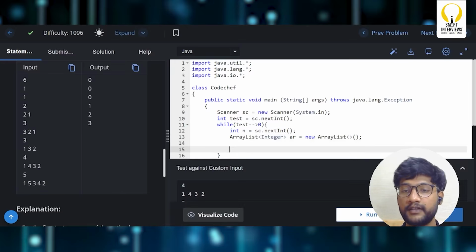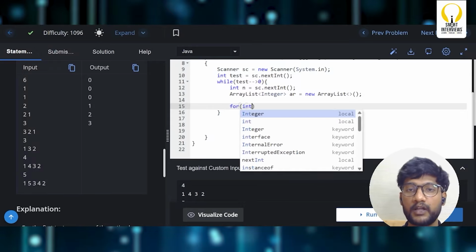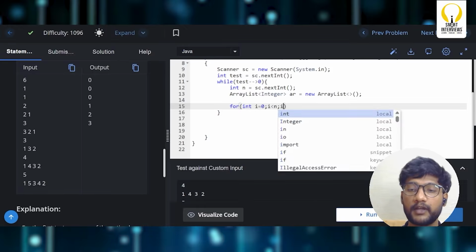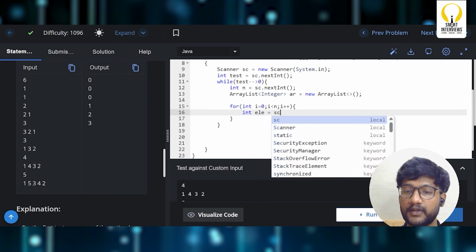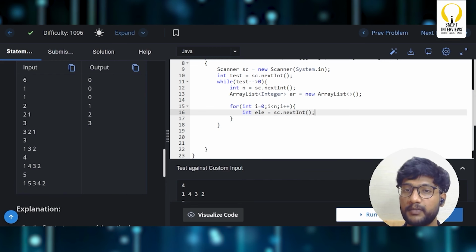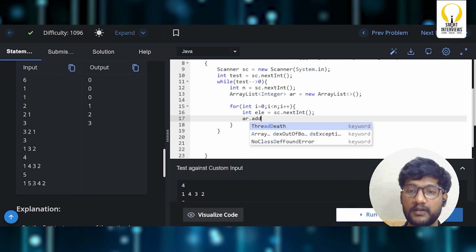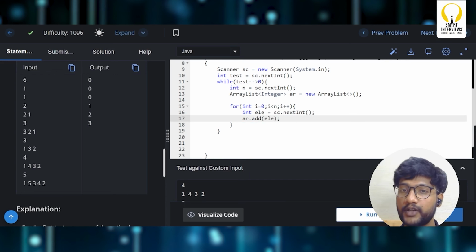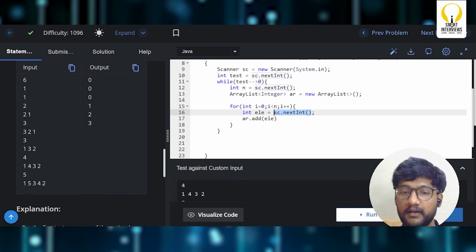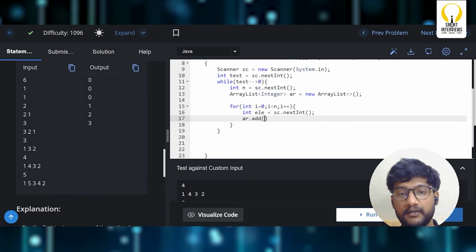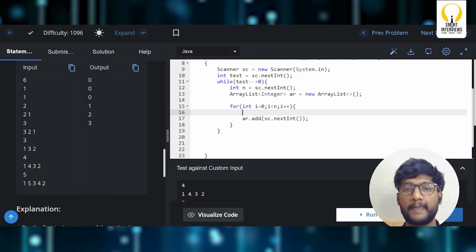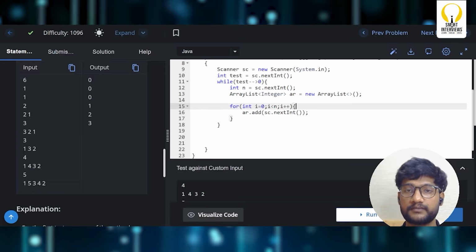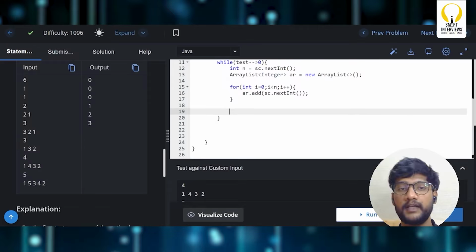Now I am supposed to read these elements, right? I'll simply use one for loop to read my elements. What you can do is take, let's say, element equals st.nextInt, and add it with array.add(element). Or else you can directly scan and insert here itself, if you want to decrease the number of lines. I can remove this part. Now we are done with taking the elements.